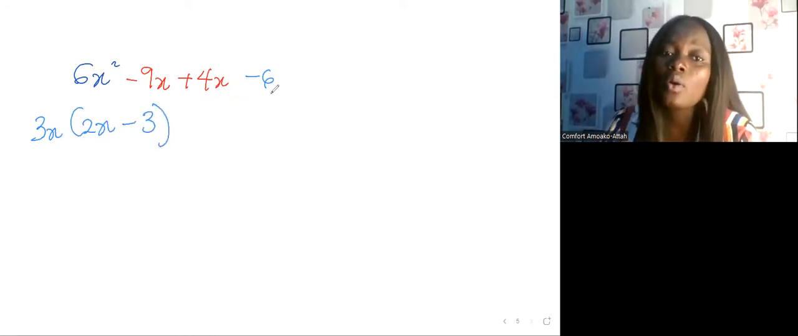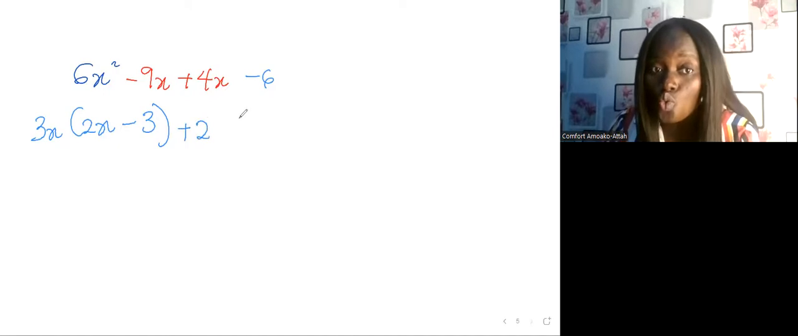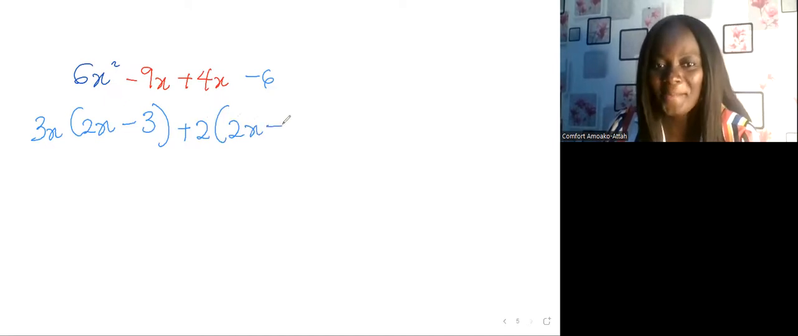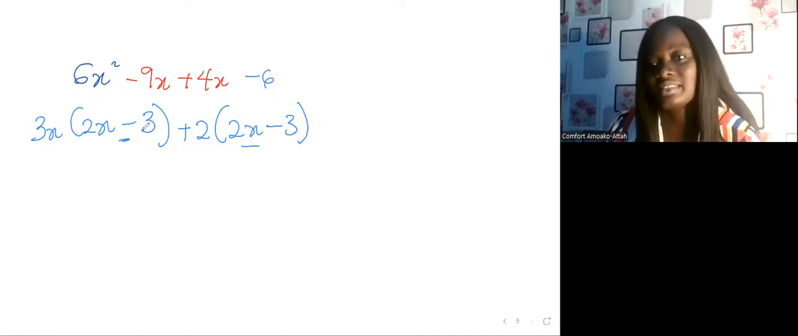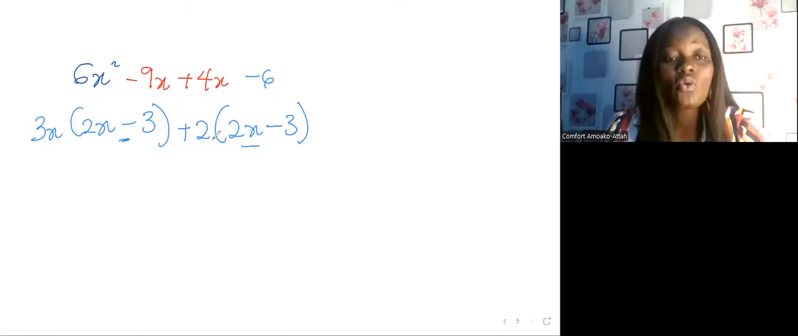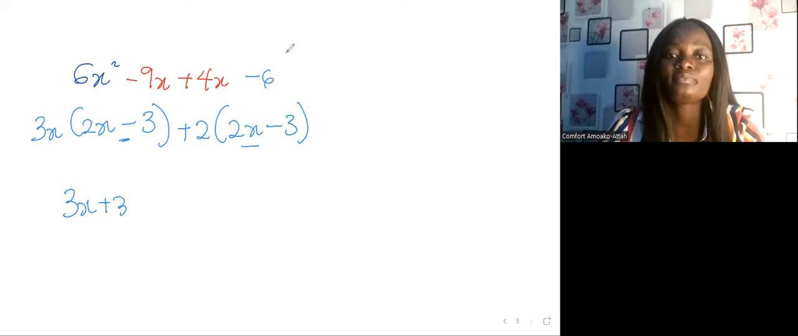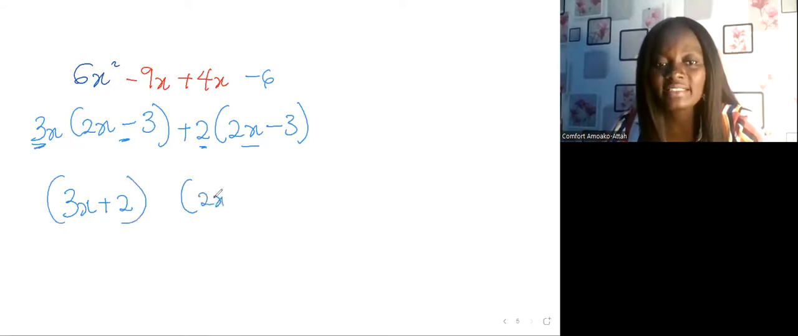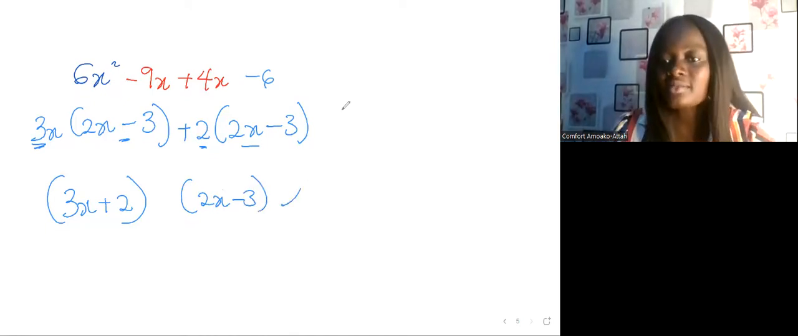Then what is the common factor over here? We have plus 2. Are we okay? Good. So we are going to have 2x minus 3. Are we getting the same factors in the bracket? Yes. It means you're on the right track. When you get it that way, then you bring those outside the bracket together, that is 3x and 2. Then you pick one of those inside the bracket, and those give our final answer.